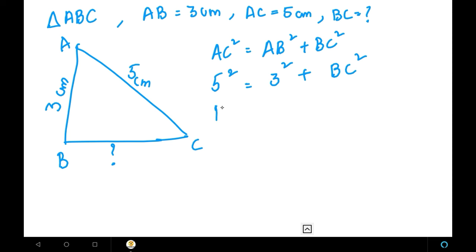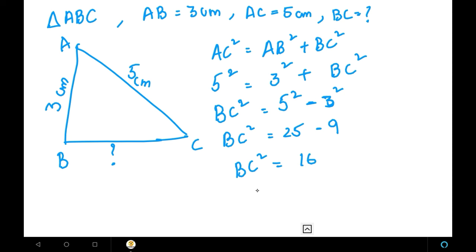When BC square comes to LHS, then AC square goes to RHS, and AB square becomes minus AB square. So BC square is equals to 5 square, 5 into 5, 25, minus 3 into 3, 9. BC square is equals to 16. BC is square root of 16. What does square root of 16 give? 4 into 4 gives me 16. So square root of 16 is 4. So the answer is 4 centimeters.